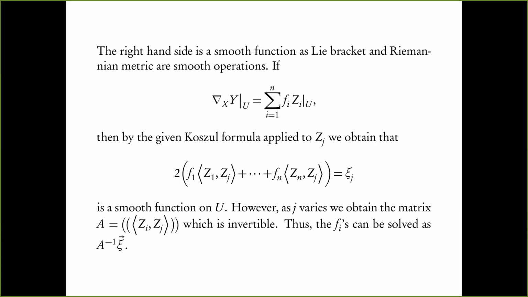The xi's are smooth functions because of the right hand side terms. The matrix A is invertible, so you can solve for the fi's as A inverse times xi, and since A is smooth, A inverse is smooth, so the fi's are smooth functions. And that's it. That takes care of the fact that this is a smooth vector field, because this is a smooth function times a smooth basis locally, and smoothness is a local property anyway. So it is smooth on U, and since U was arbitrary, this is smooth on all of M.